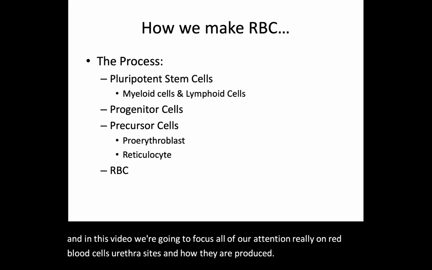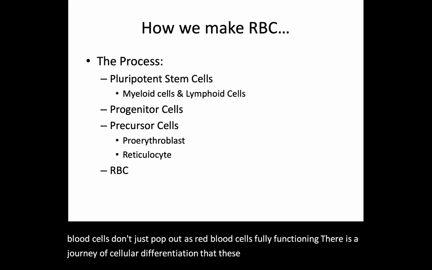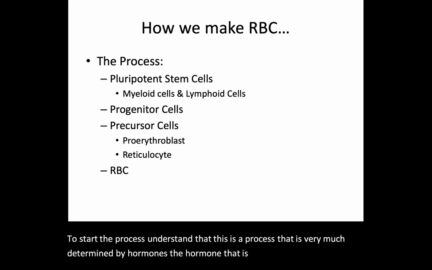Red blood cells don't just pop out as red blood cells fully functioning. There is a journey of cellular differentiation that these cells go through. And to start the process, understand that this is a process that is very much determined by hormones. The hormone that is acting upon the stem cell dictates the type of cell that is being produced.